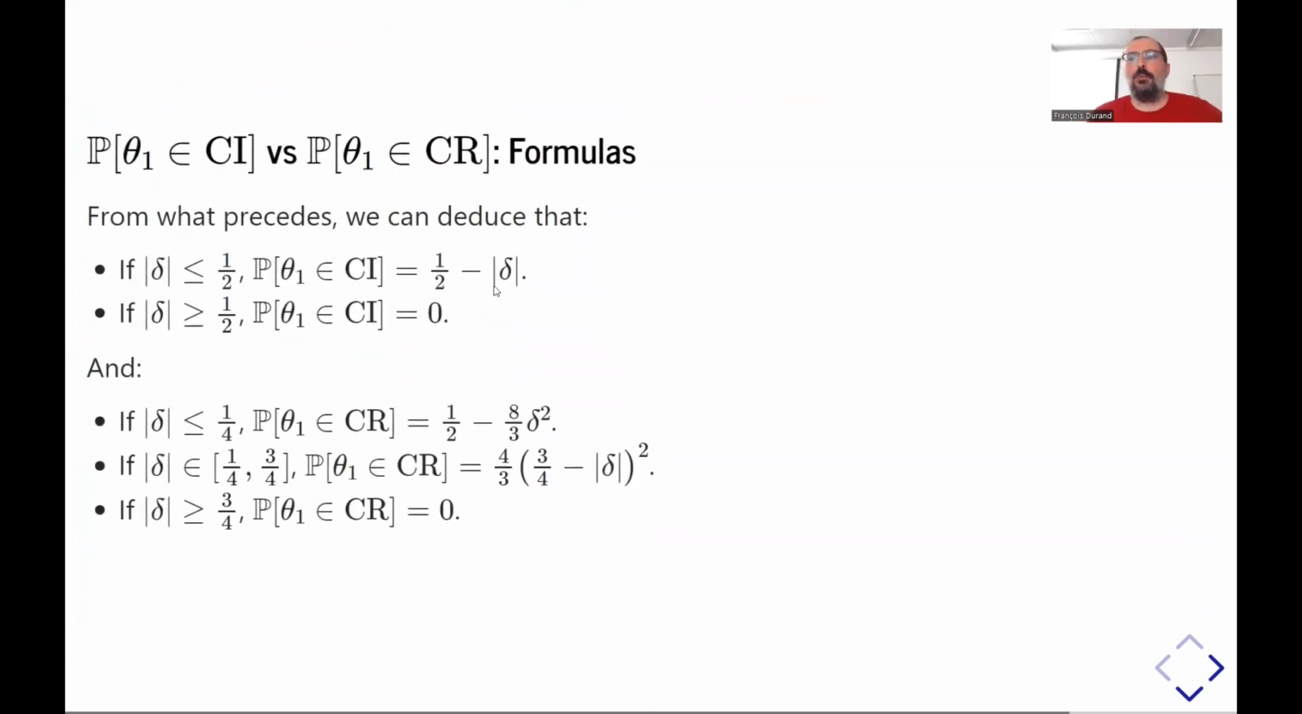And algebraically, what we can see is that for the confidence interval, the probability that this wrong value θ1 is captured by the confidence interval decreases linearly with delta, whereas for the credible region, it decreases only quadratically in delta.